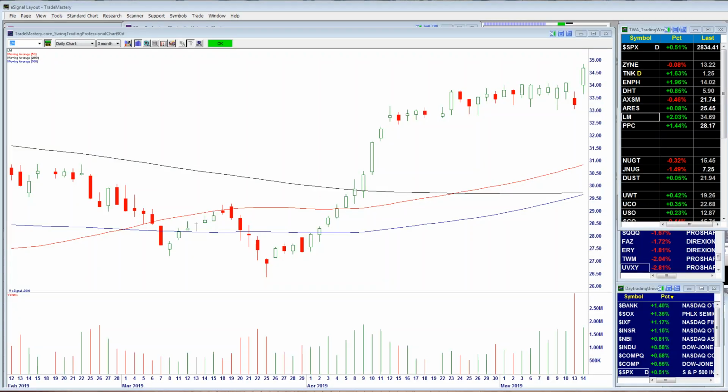Anyway, let's take a look at some hot charts, shall we? Looks like a lot of swing in a few days. So let's start off with swing trades.